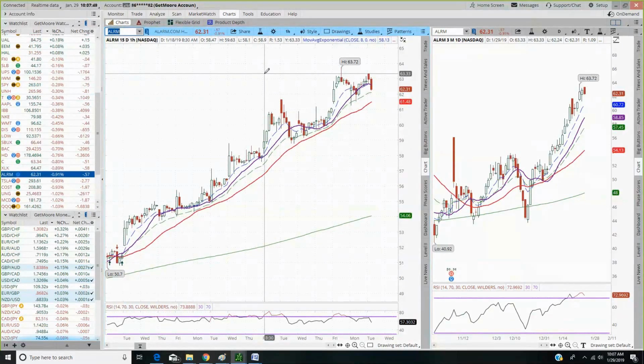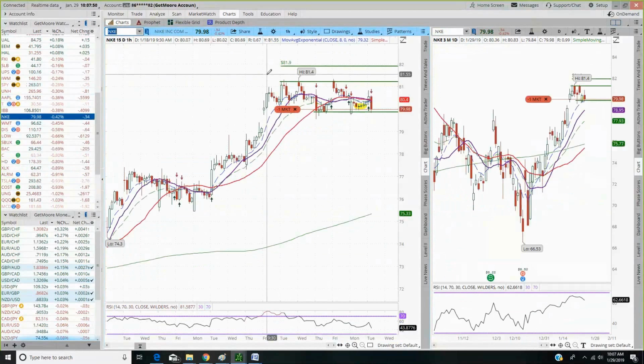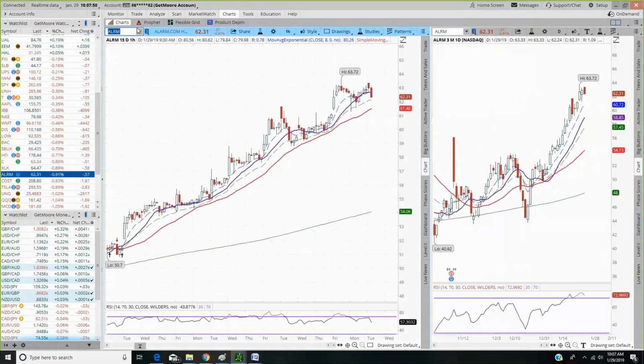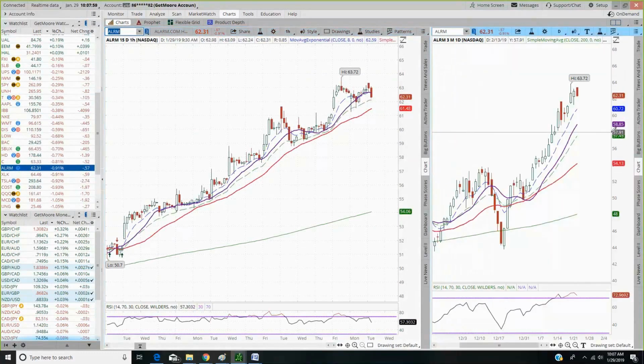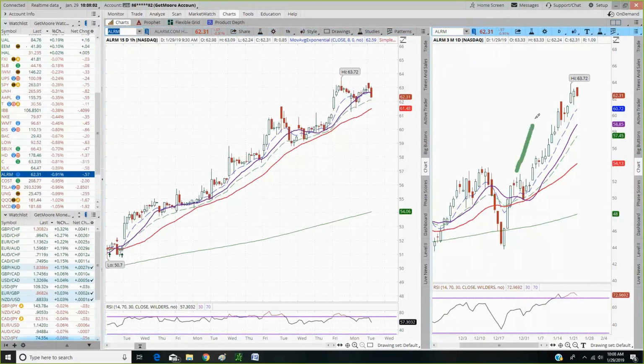Was it Nike? Yeah, well, no, Nike was going good, and then it flattened out. But anyway, doesn't matter. Look at that. And if you look at the daily, look at this move. This is like straight up.